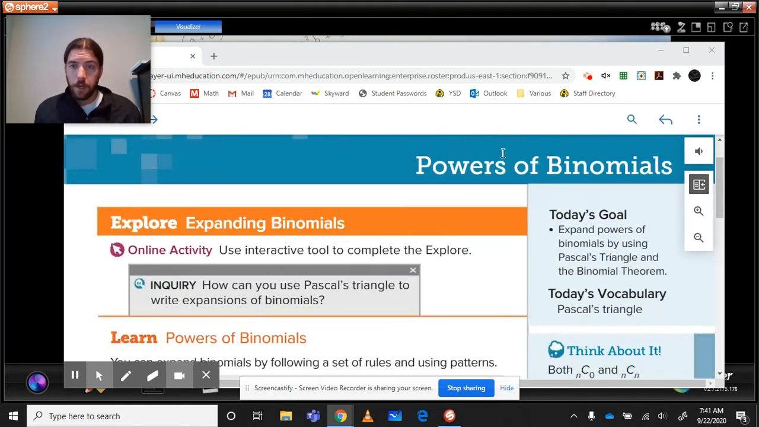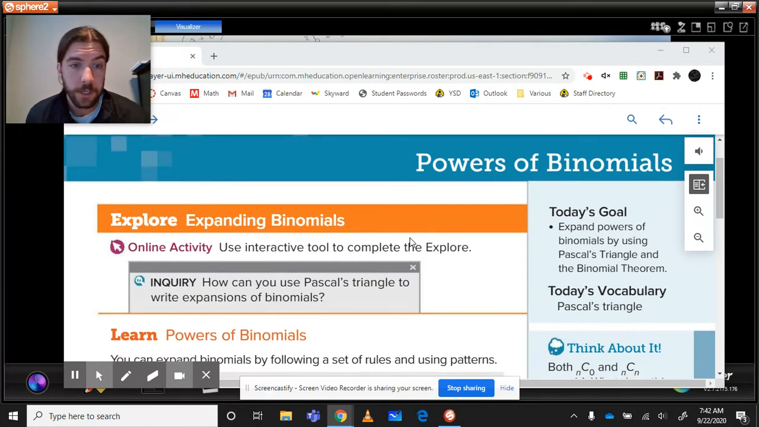Today's goal is to expand powers of binomials by using Pascal's triangle and the binomial theorem. So there's kind of two things that we're going to work with today. To be honest, there's quite a lot that's going to be going on today. It's going to look overwhelming at first, but hopefully we can get through and take it chunk by chunk. Today's vocabulary is Pascal's triangle, so this is kind of a spoiler for later, so ignore it for now.